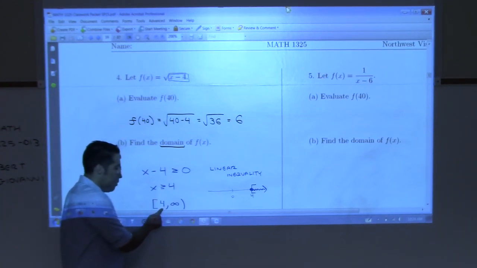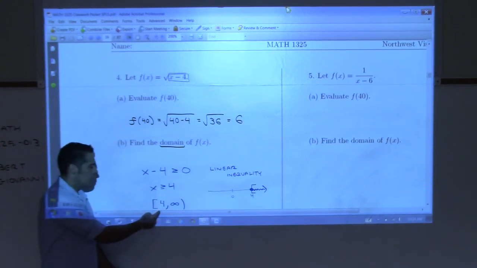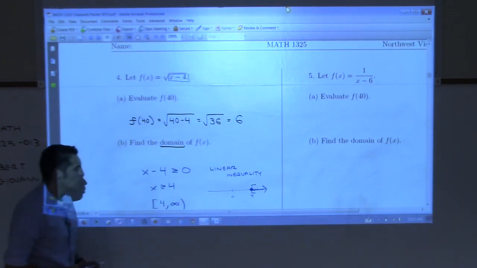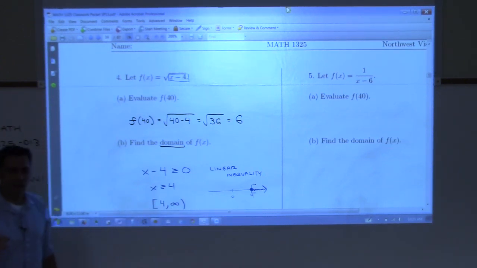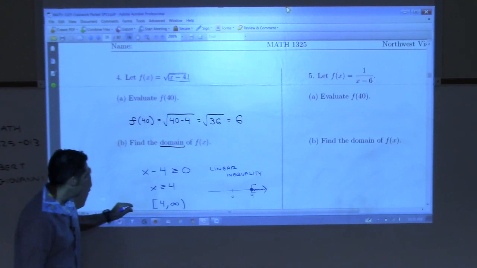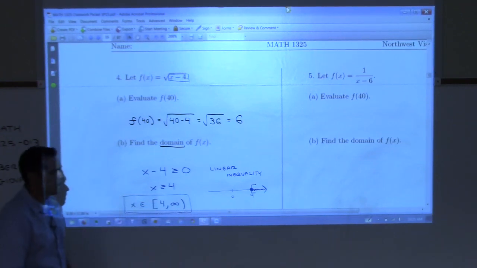Because you're including 4. If I did not want 4 in here, what would I have put instead of a bracket? Parenthesis. Okay? Does this kind of look familiar, interval notation? Now I'm going to add one more thing to this interval notation that I did not stress in my previous 1324 class. In front of this, I'm going to put X with this little symbol. That's the way I want the answer written.